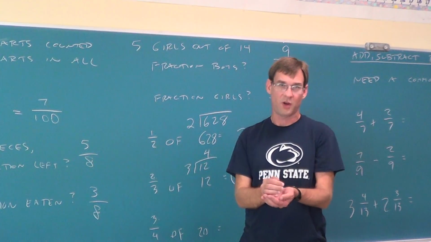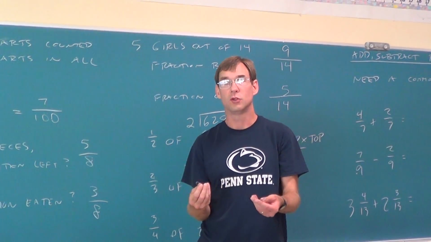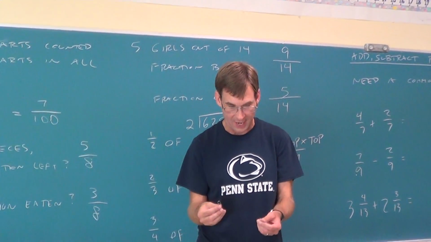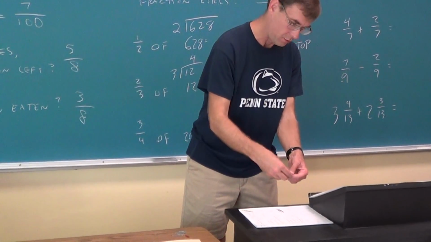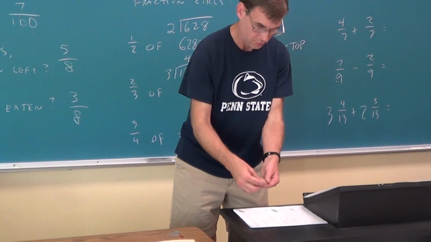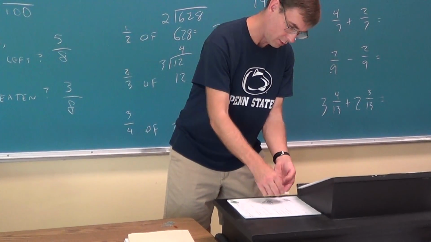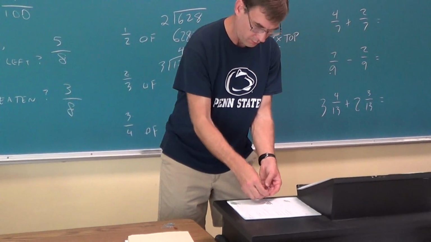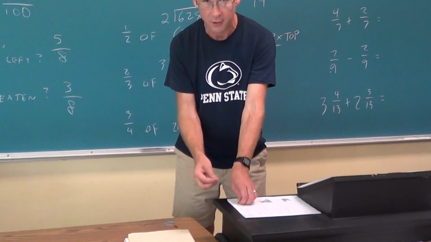So if I want to do 12 paper clips and try to show you what's going on here, to do 2/3 of this, I'm going to have to make like 3 piles. So pile, pile, pile, 2, 2, 2, 3, 3, 3, 4, 4, 4. Okay, so we've got 3 groups of 4.